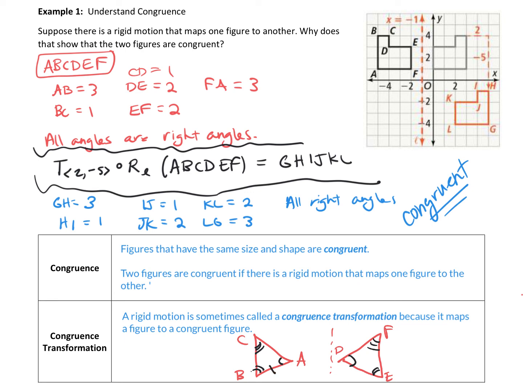Side AB is congruent to side DE. That length did not change. CB and FE are still the same. And AC and DF are still the same. We would say these figures are congruent using this notation. We would say triangle ABC is congruent to triangle DEF. And they are congruent because it underwent a rigid transformation, a reflection, and everything, all the lengths and angle measures were preserved.